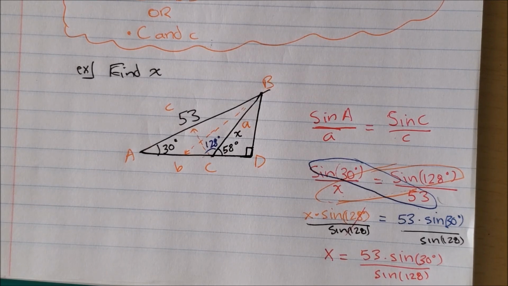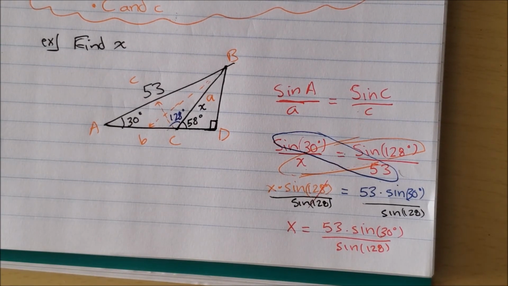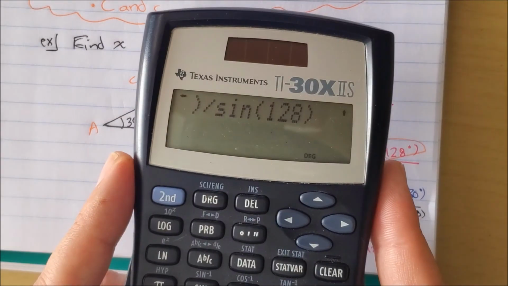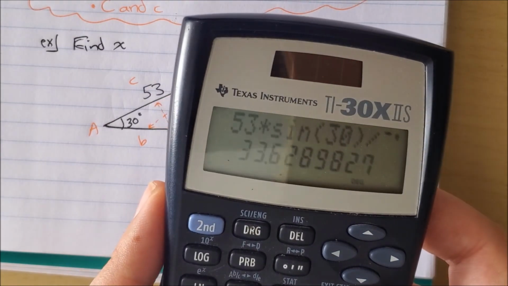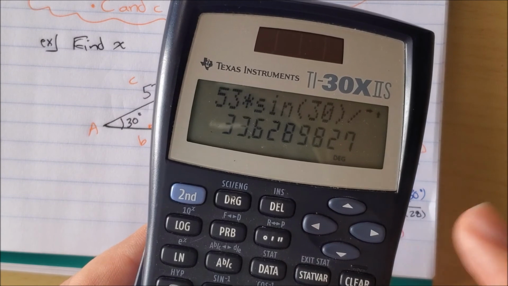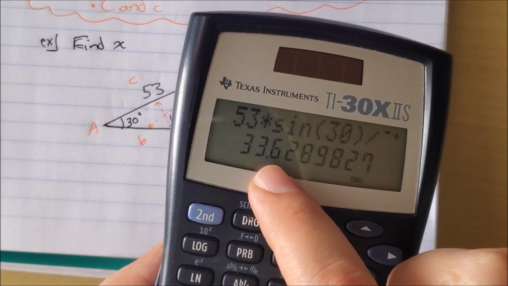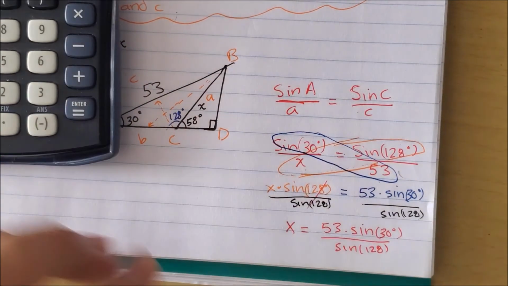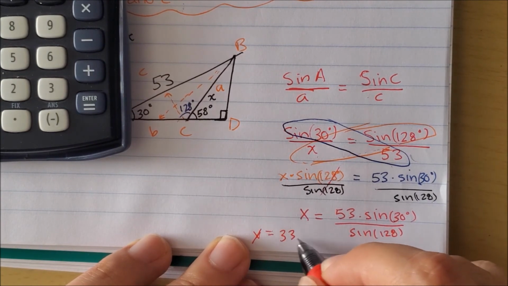Like I mentioned before, I'm trying to leave the decimals until the very end so I have my accuracy. So we have 53 times sine of 30 divided by sine of 128. So I plug it into the calculator. Let me see if you guys can see it. Once we plug it in, notice that it's 33.6 something. I'm just going to round to the tenth, so 33.6. Yeah, 0.6 is about right. So x equals 33.6.